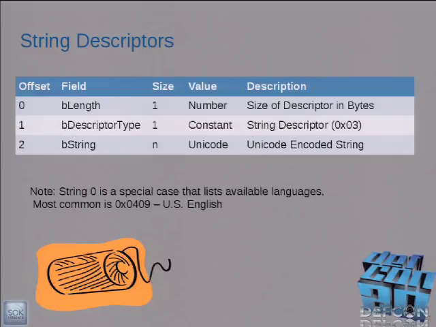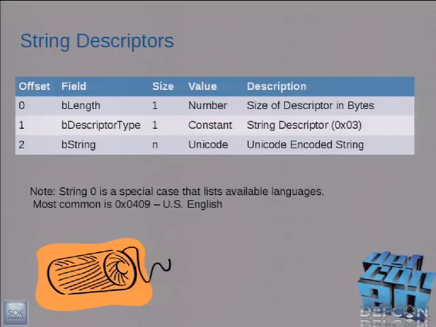All right, and then we have string descriptors. String descriptors give you Unicode text. Again, the first thing it's going to give you is the length, then it's going to give you the type. It's type 3, it's a string descriptor. And then it's going to give you a Unicode string, which for most of us here is pretty much ASCII text, where every other byte is just 0.